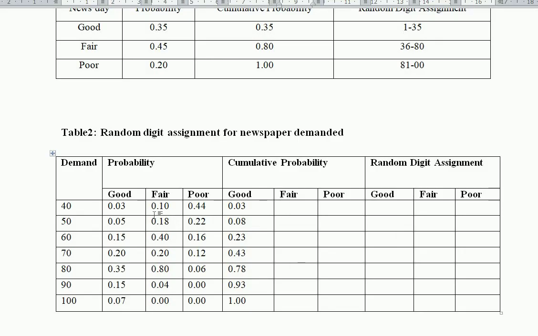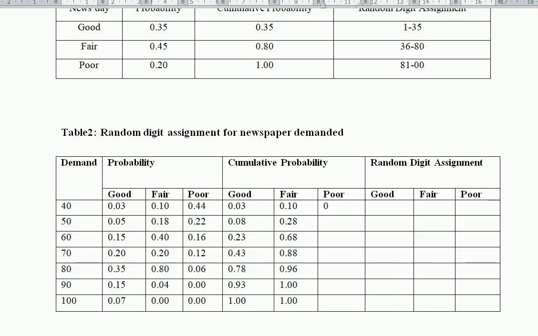Next, for the fair day demand, we have 0.10. Write it 0.10. Then 0.10 plus 0.18 is 0.28. Again 0.28 plus 0.40 is 0.68. Again 0.68 plus 0.20 is 0.88. The next value is 0.96. Again the next value is 1.00, and if I add 0, again you will get 1.00 itself. This is the cumulative probability for fair news day.